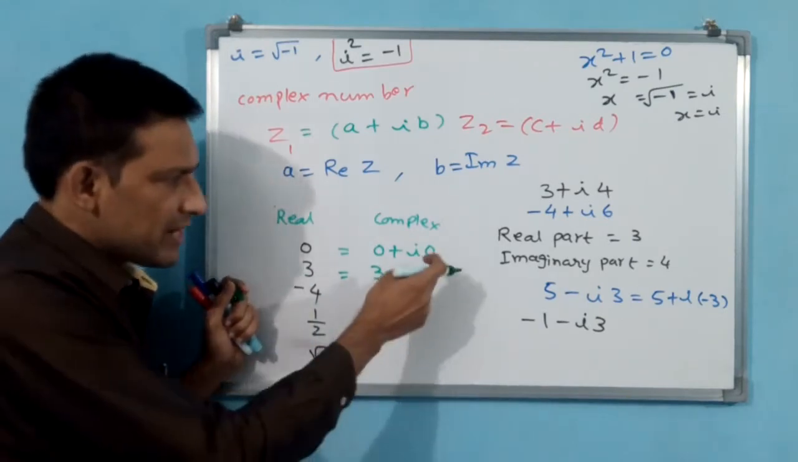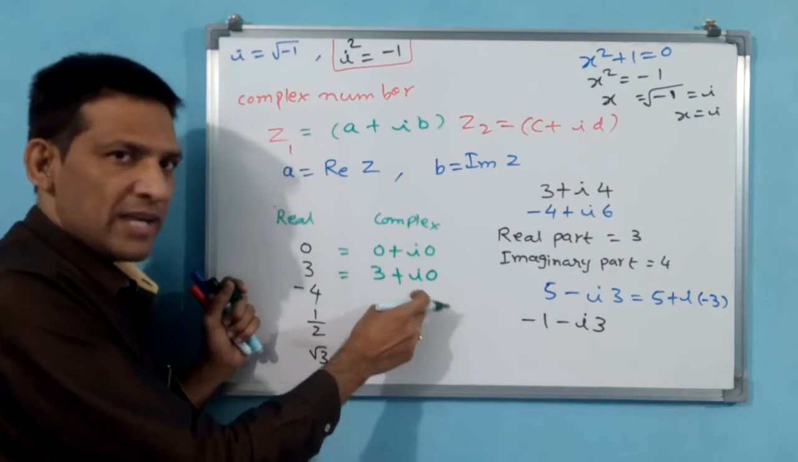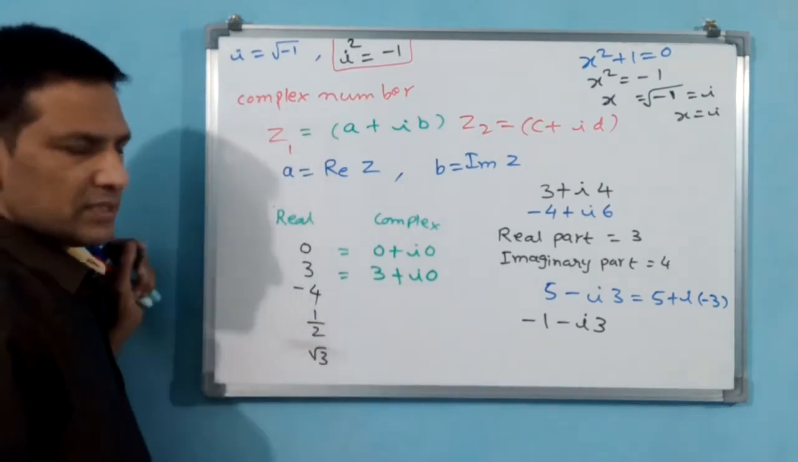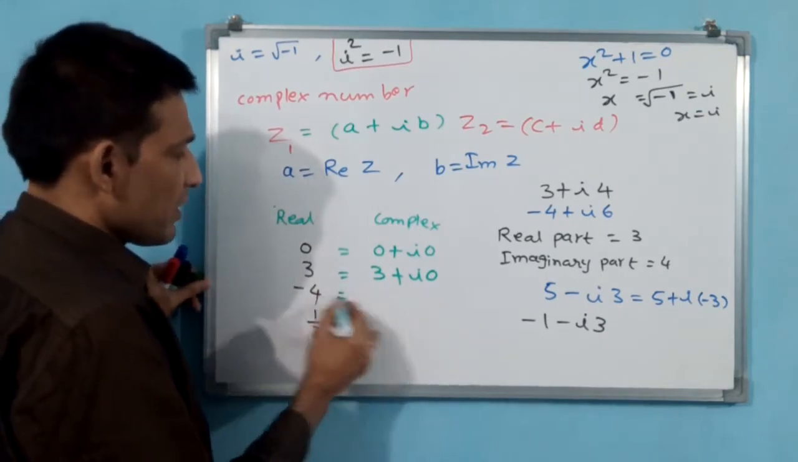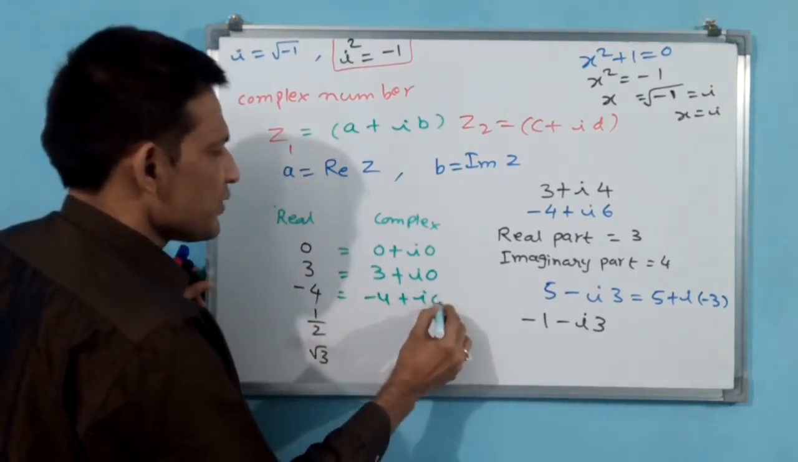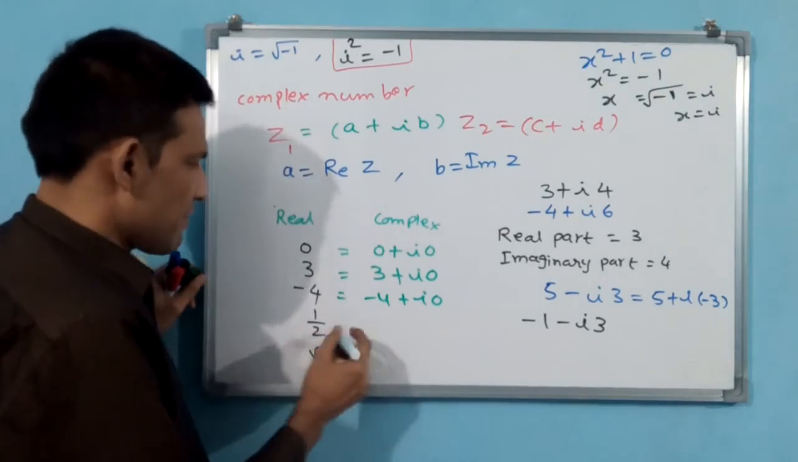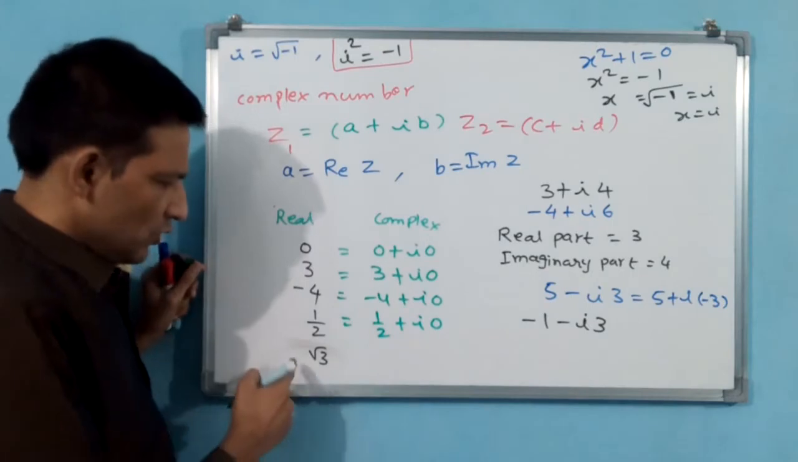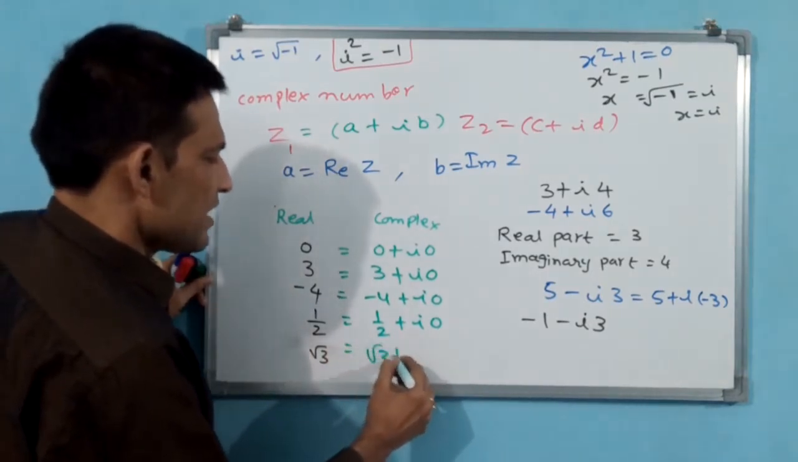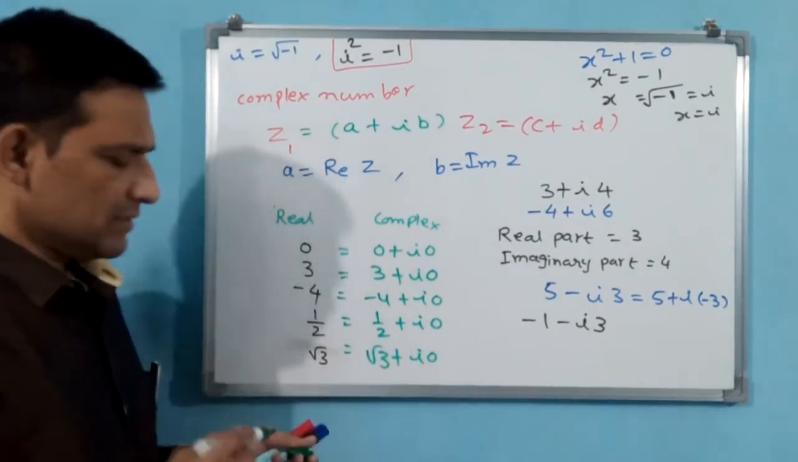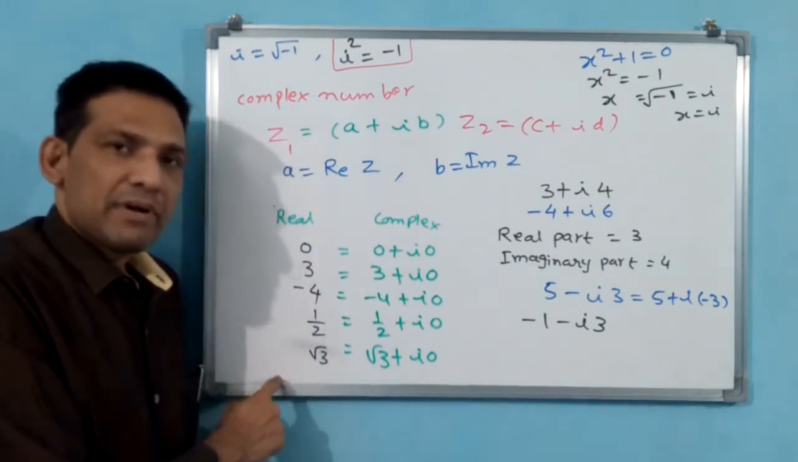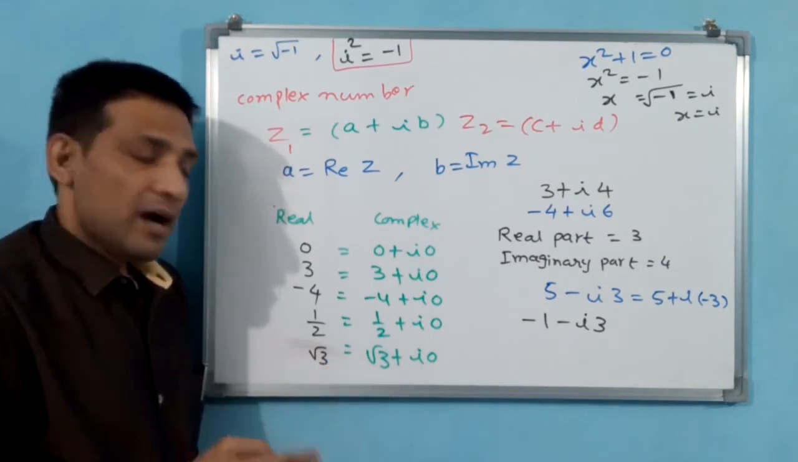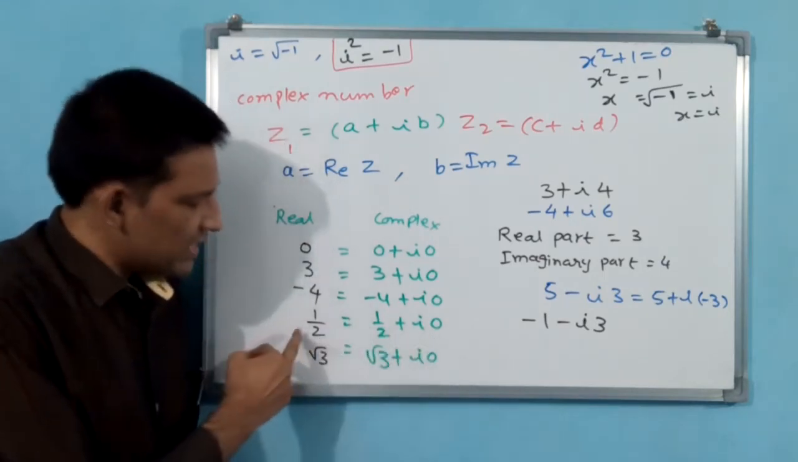Why? Because when the imaginary part is 0, I0 is 0 only. Multiplication of 0 with something becomes 0. That's all. Okay, minus 4 plus I0. 1 by 2 plus I0. Root 3 plus I0. These are real numbers, equivalent of complex numbers. If such a number is there, directly you can write 1 by 2 also.